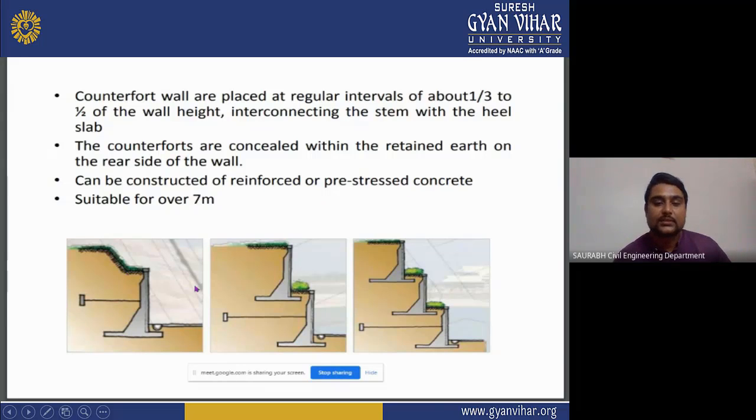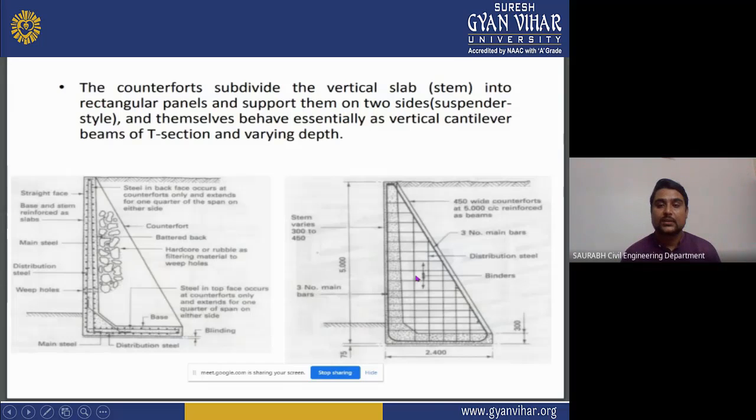And as you can see, this is the image of a counterfort wall, which works as a retaining wall, and this may be built for over 7 meter. Now we will see some components of a counterfort wall. The counterfort subdivides the vertical slab stem into rectangular panels and supports them on two sides, and themselves behave essentially as vertical cantilever beams of T section and varying depth.